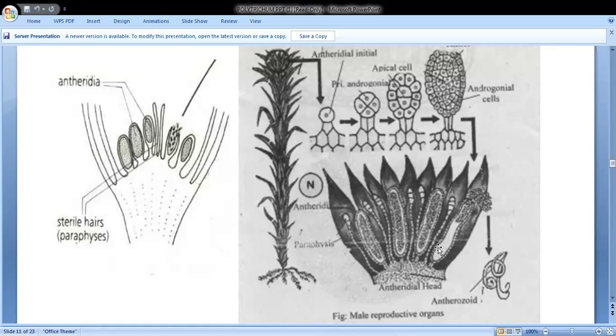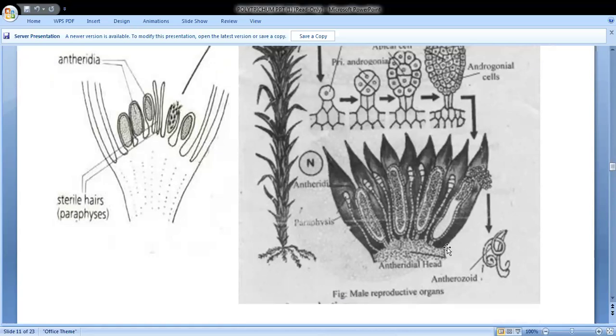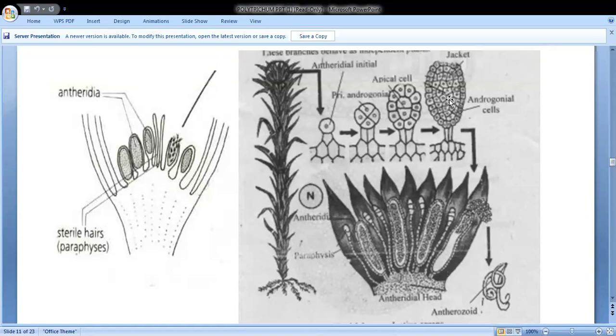Fully matured antheridia are club-shaped with multicellular stalks. The antheridium is divided into many chambers. See here, this is the antheridium structure. Each antheridium is developed from a single cell. This cell is called the antheridial initial. So this is the stalk. This is the club-shaped antheridium structure. Many cells are present in this.